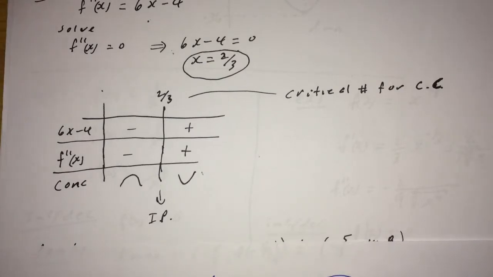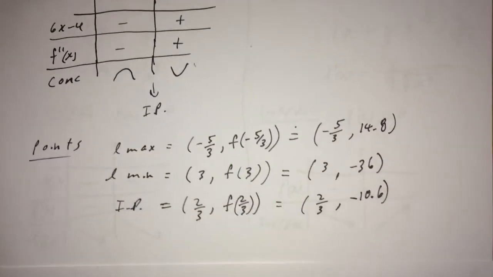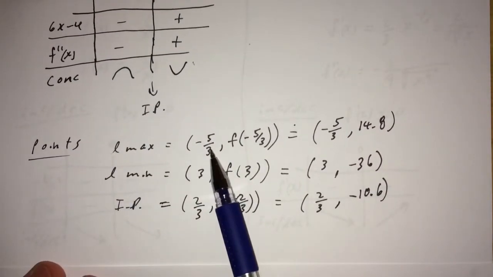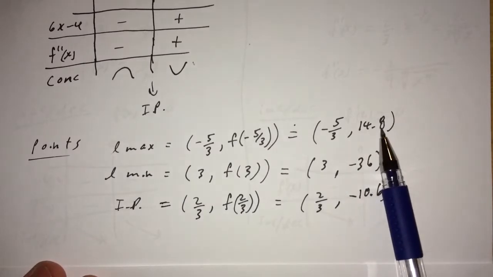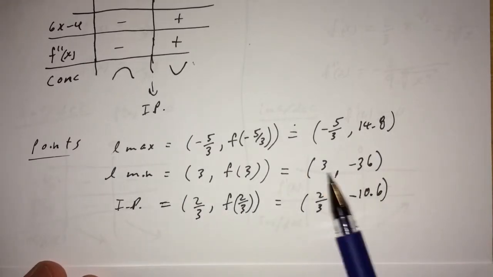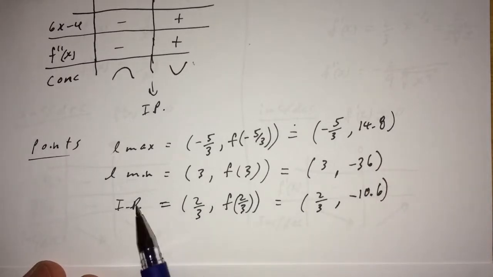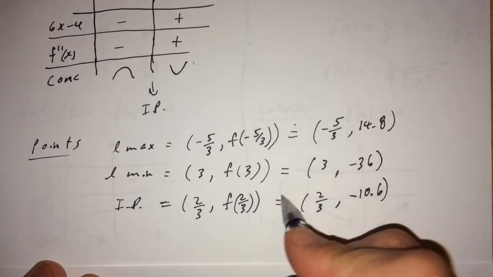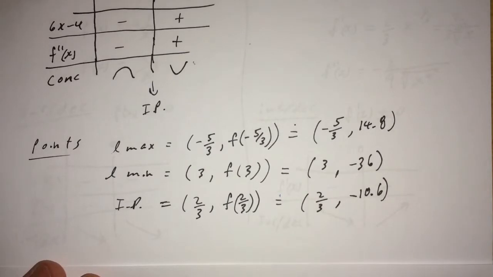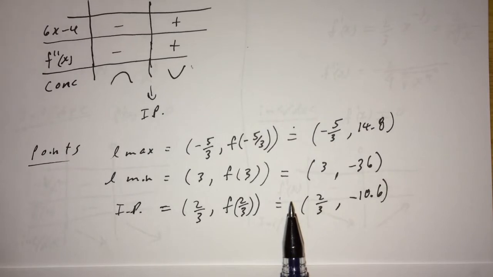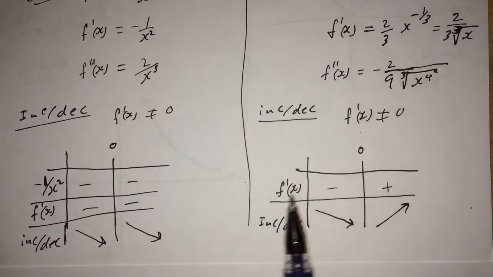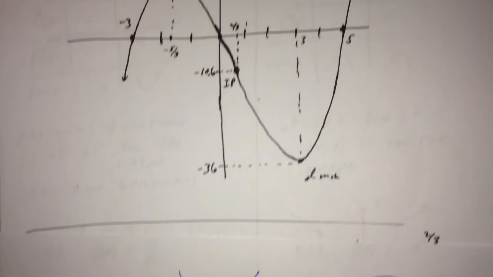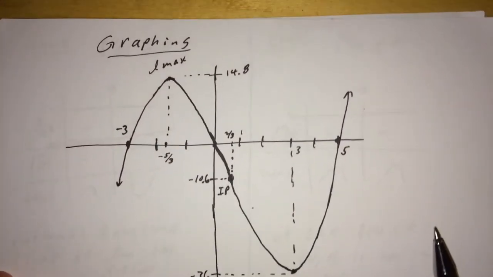So now we can state these important points that we've got. We got the local max, which we calculated earlier, is 14.8. The local min, which is at 3, is -36. And the inflection point. So subbing 2/3 into the original function will get you approximately -10.6. Okay. So those are the important points that we've got so far. Now we can take a look at what graph this produces. Okay, so the graph that this produces is right here.